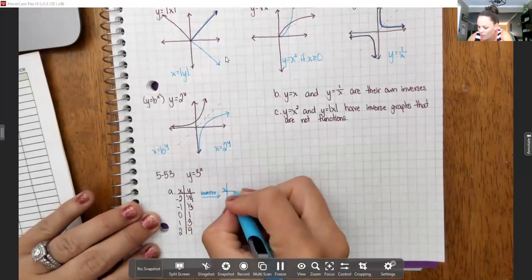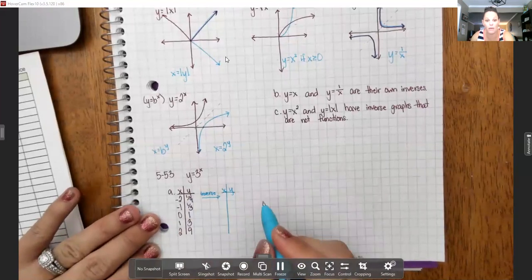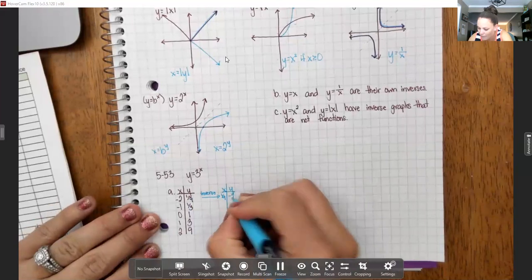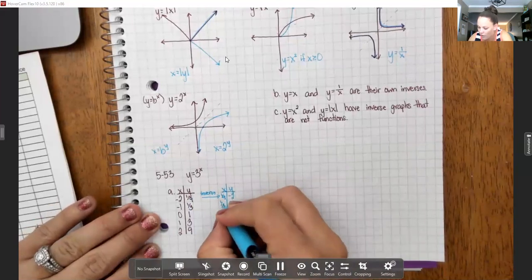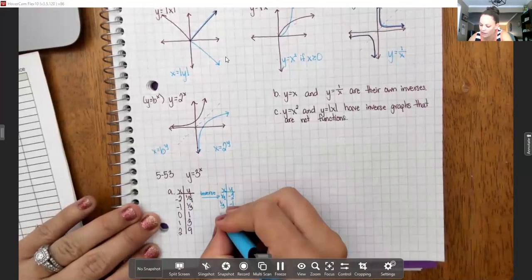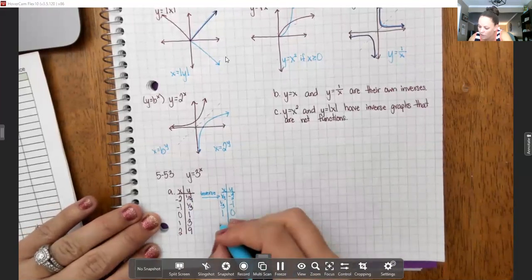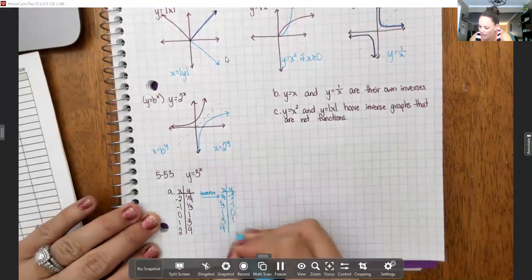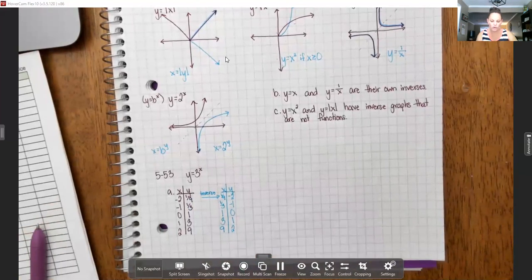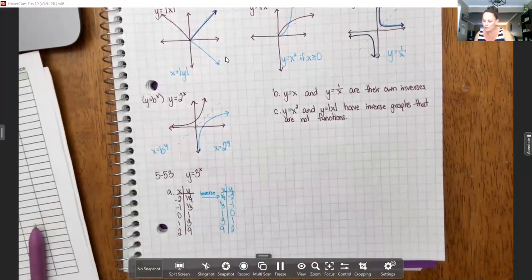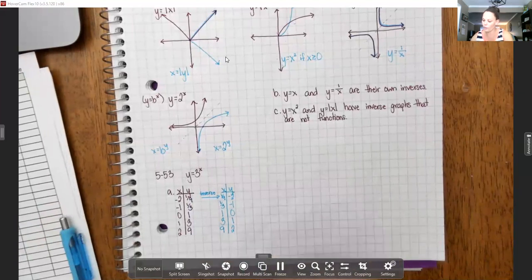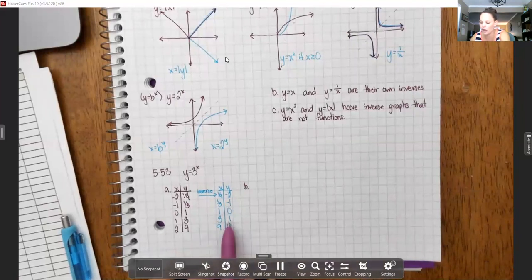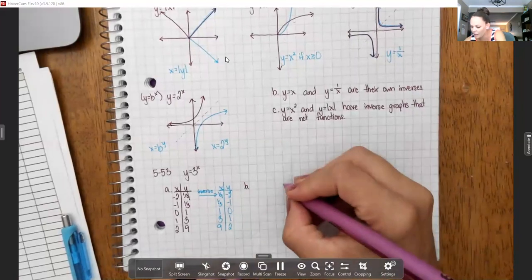So for our inverse, remember, we flip them. Flip our x and y. If x is 1/9, y is -2. If x is 1/3, y is -1. If x is 1, y is 0. If x is 3, y is 1. And if x is 9, y is 2. So again, I'm trying to do all my inverses in the blue to be consistent.